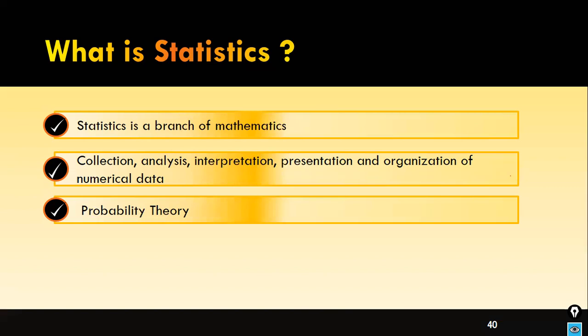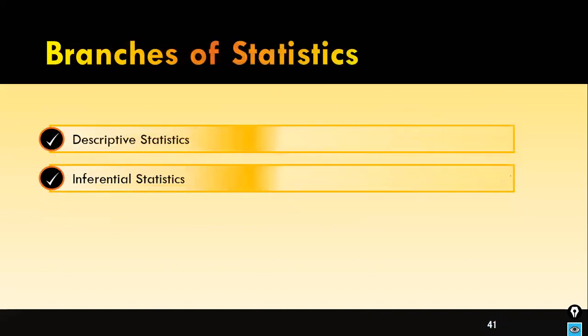Next, as part of statistics, there are two branches. One is descriptive statistics, the other is inferential statistics. What is descriptive statistics? What is inferential statistics? As the name suggests, in descriptive statistics we describe the data, that is, we summarize the data. In inferential statistics, we take a sample and estimate the population. Just park these two points in your mind at this moment.